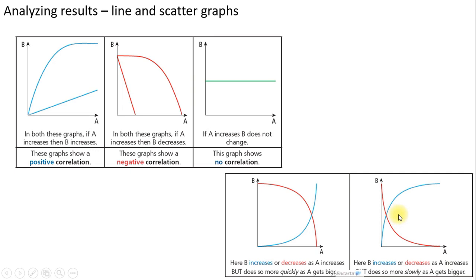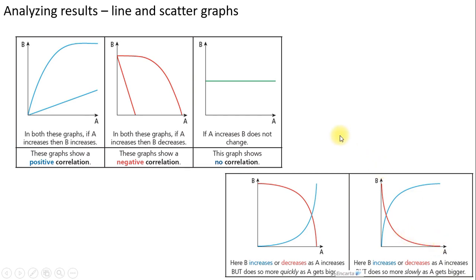Now for this one here, we can see that B, for the blue one, is increasing as A is increasing, but does so more slowly as A becomes bigger. From a certain point, you can see that the steepness keeps reducing from this point here. The same thing applies to the red one. B decreases as A increases and does so more slowly as A gets bigger.